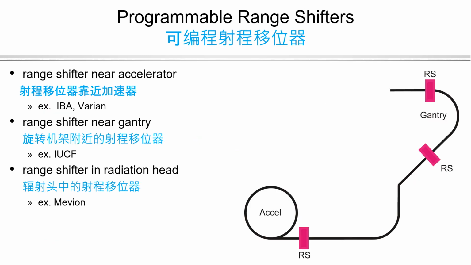Range modulation may also be achieved by inserting so-called range shifter devices into the beam path. These devices may be installed near the accelerator, such as done by IBA and Varian, near the entrance of the gantry, as was done at the Indiana University cyclotron facility, or in the radiation head near the patient, such as done by Mevion. Range shifter devices come in a variety of types, which will be described in the following slides.